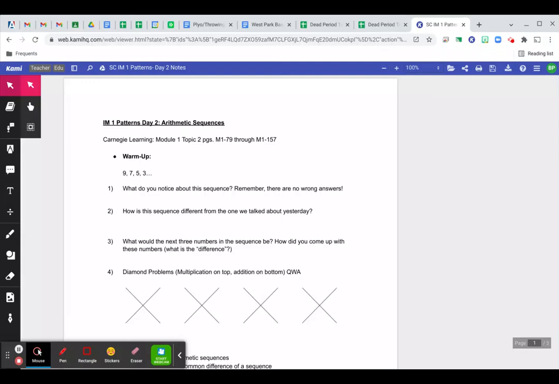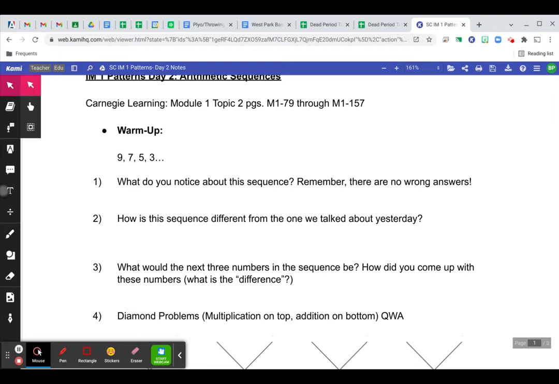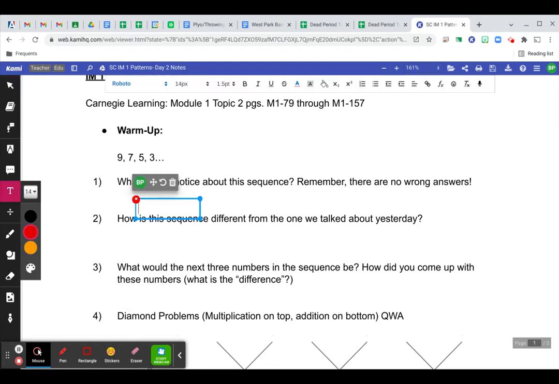All right, welcome back. We're looking at the patterns day 2, IM1. So we're getting into arithmetic sequences. The warm-up here starts with a sequence of 9, 7, 5, and 3. And we ask, what do you notice about this sequence? So it depends. Answers vary here.